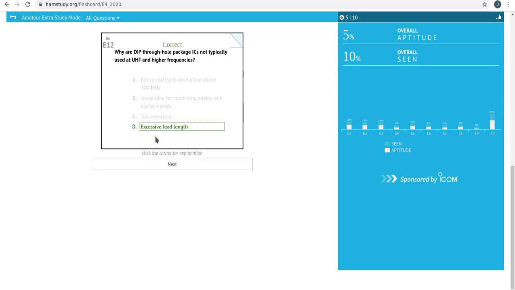The leads on the DIP chips, I believe, because the frequency is so short, the pins on the chips become resonant.